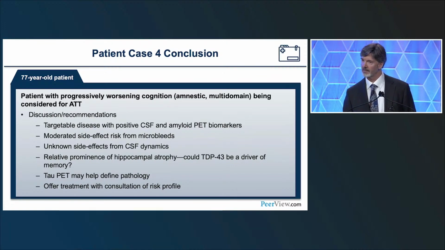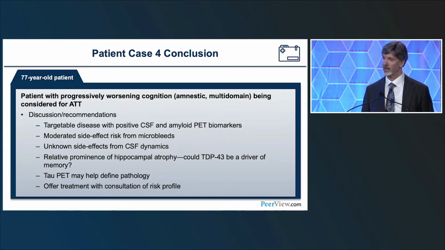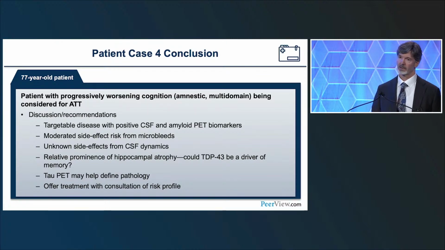Hippocampal atrophy, probably the area that's mentioned on the MRI that's of significance. This could be TDP-43 as the driver of the cognitive impairment. How do you sort that out? Alzheimer's disease. Well, some tau biomarker, tau PET might help in this case. So that was suggested as an option. And then in the end, the patient was offered treatment with some consultation about the risk profile.